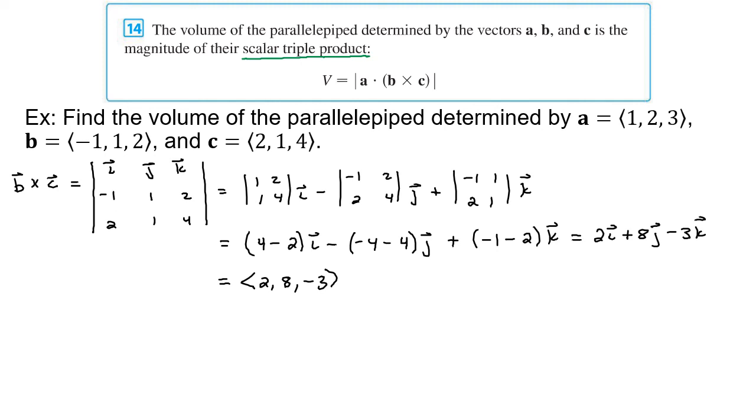That's my cross product. I then have to dot that together with A. So now I have to do A dotted, that's a dot right there by the way, dotted with B cross C. So I would do A, which is 1, times the 2 from the cross product. I would do 2 from A times the 8 from the cross product. And I would do 3 from A times the negative 3 in the cross product.